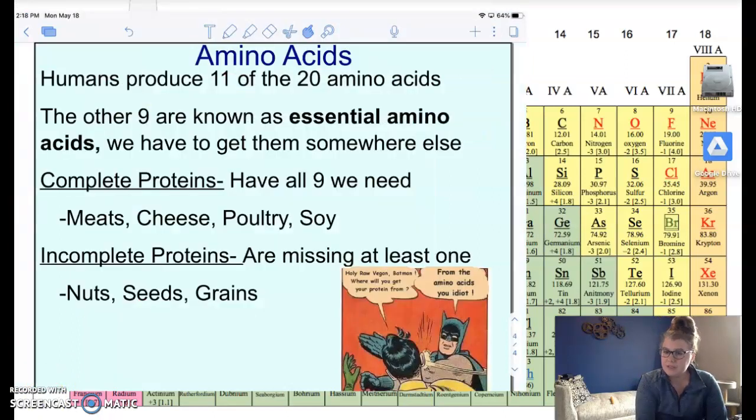So how does this translate to food? Okay, so as you know, protein is a macromolecule that is found in our food, and we need to eat it because a lot of who we are is a protein. So here's what's interesting. I said there's 20 total amino acids, right? Well, humans produce 11 of them. Our bodies make 11 all by itself. But if you do the math, that's not the full 20.